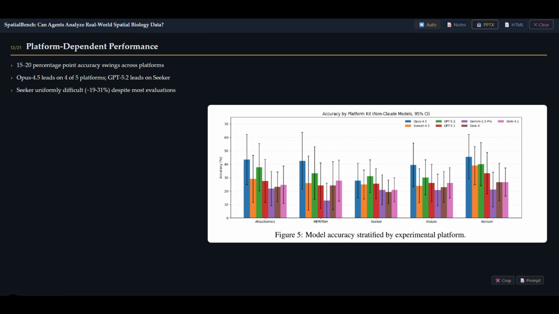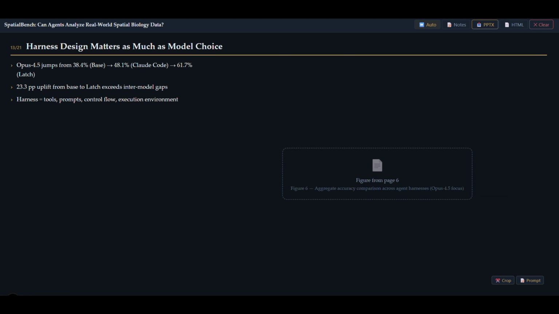All models score roughly 19 to 31% there, despite having the most evaluations at 43. This suggests Seeker's ovary tissue tasks are intrinsically more difficult. The practical implication is that reliable agents will need platform-aware context rather than one-size-fits-all approaches.